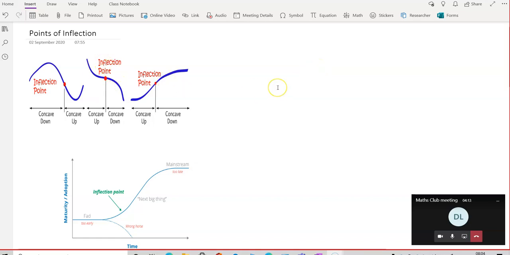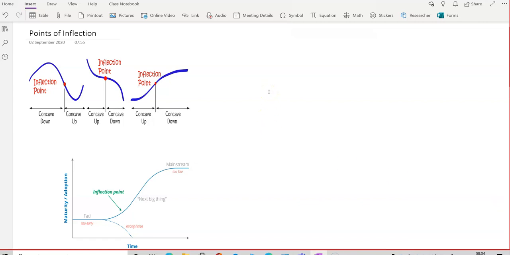So today we are going to discuss the concept of point of inflection, but I'll assume that the concept of concavity or convexity of a curve we have already learned.